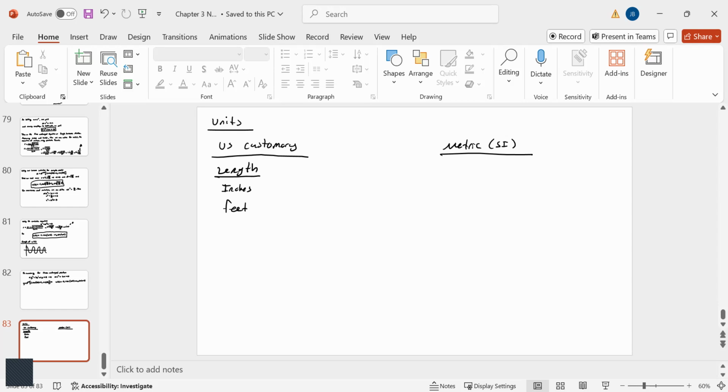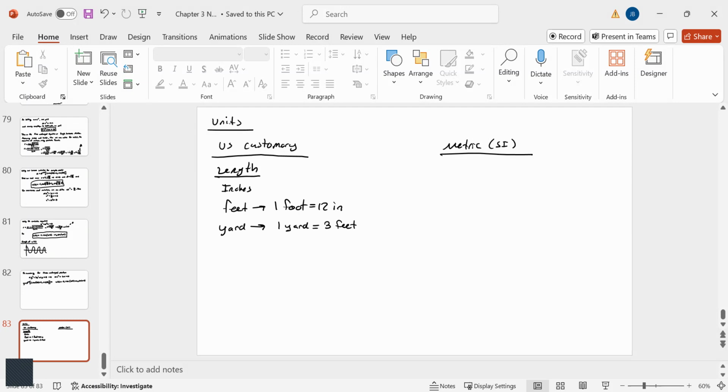Remember, 1 foot equals 12 inches. Like that. That's all you've got to know. And I guess, oh yeah, you could do the yard. 1 yard is equal to 3 feet, right? Inches are the smallest unit of length we have in US customary.